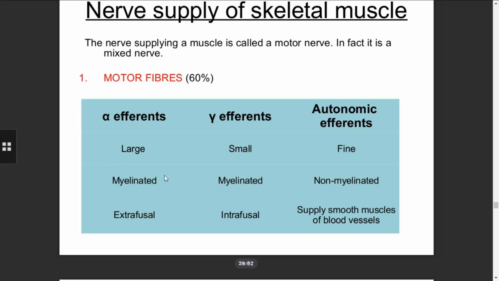Alpha efferents supply the extrafusal muscle fibers, meaning the part of the muscle which produces contraction is called the extrafusal, which is supplied by the alpha efferent. Whereas intrafusal is a sensitive part of the muscle, which is supplied by gamma efferent. Autonomic efferents supply the smooth muscles of the blood vessels inside the muscle.